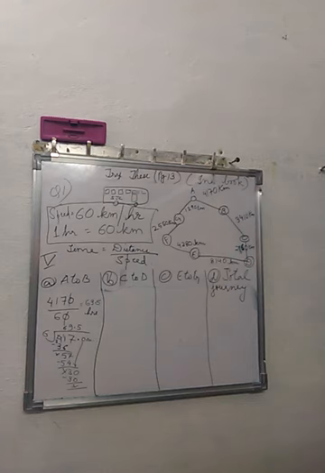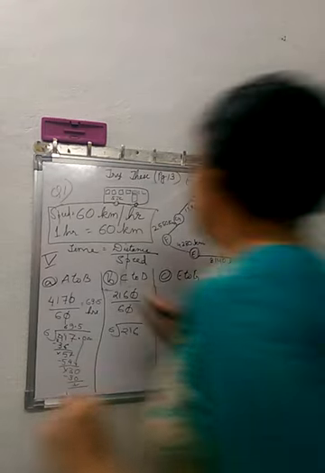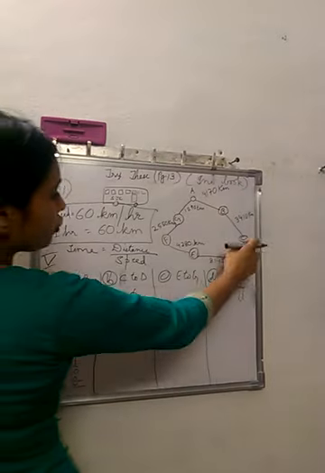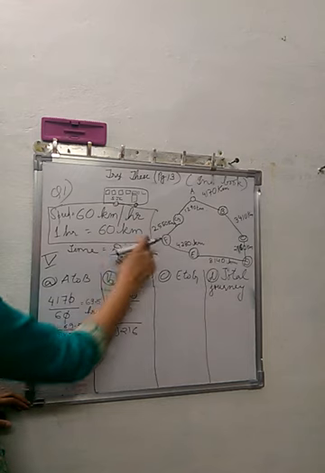Then E to G, where is E? E to G means we need to find out this plus this. So first we do that. 6930. This is the total distance traveled. Now we have to divide this distance by 60. So 6930 divided by 60. Cut down the 0. 693 divided by 6. 1s are 6.